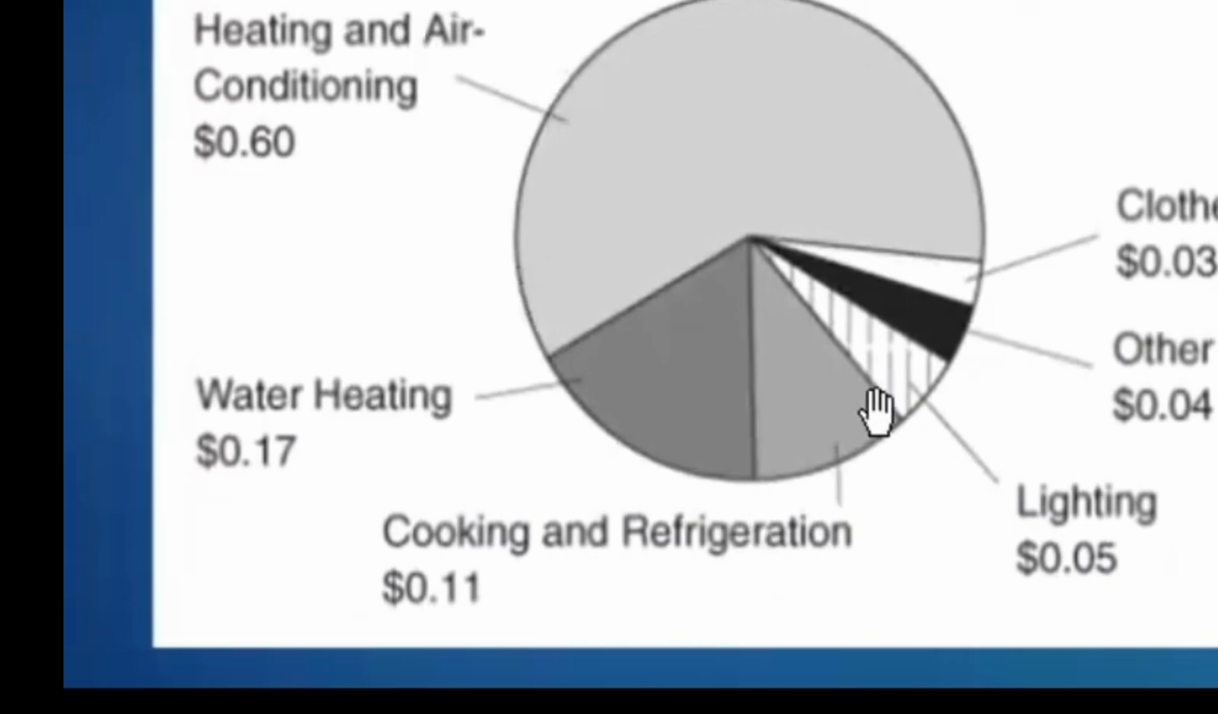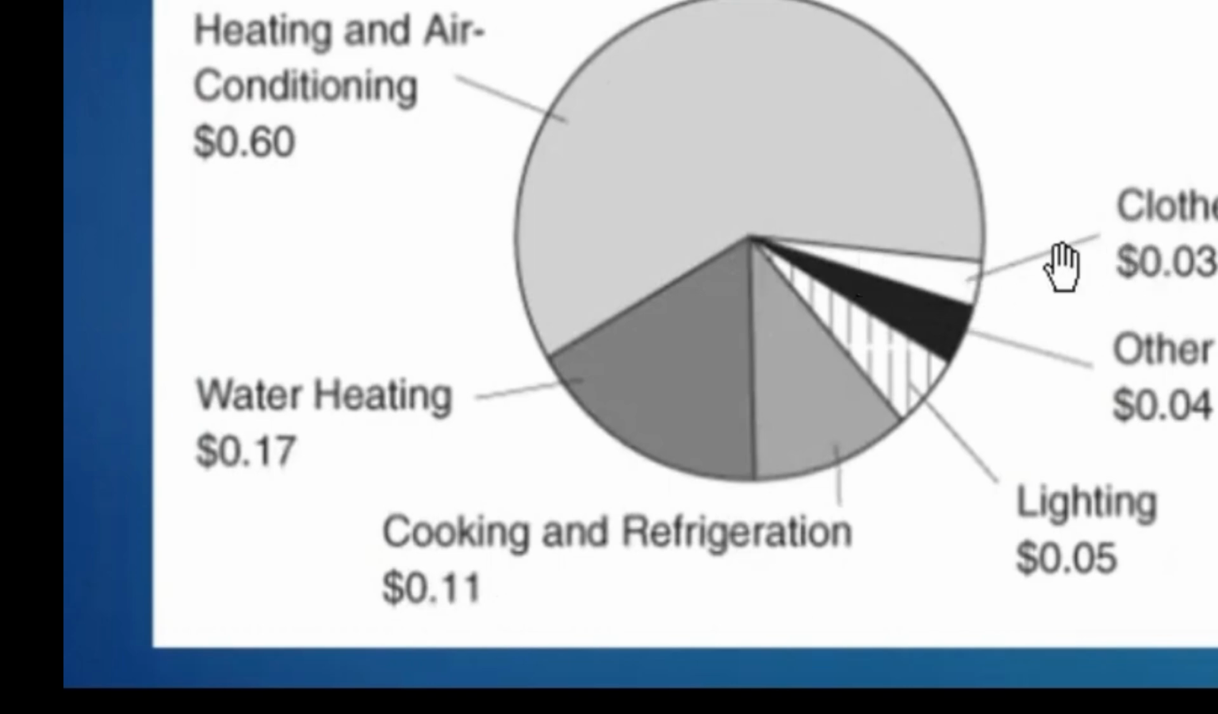And we have a circle representing our energy dollars. This portion of the circle here represents heating and air conditioning, okay? And that's about 60 cents that we're spending on heating and air conditioning. This portion of the circle represents water heating, around 17 cents. Okay, then cooking and refrigeration, this portion right here. So turning on your stove, putting stuff in the fridge, it's going to cost you around 11 cents.